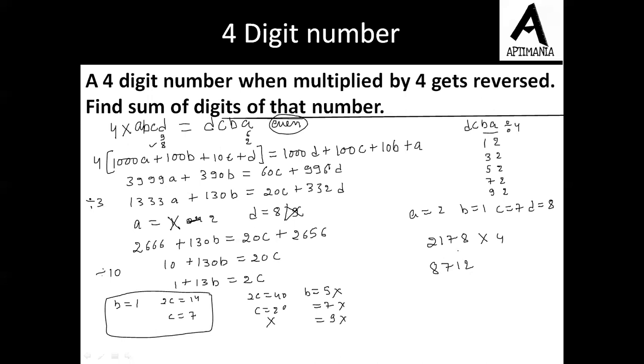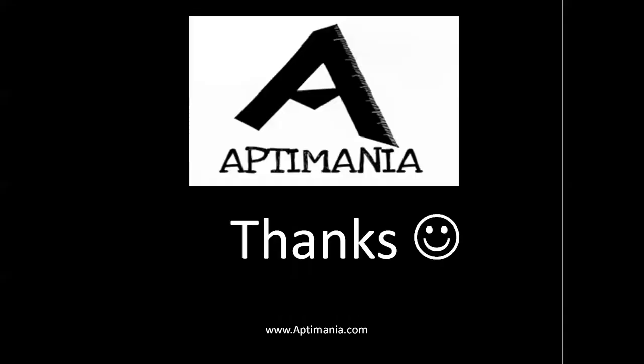In the question, we were asked about the sum of digits. So the sum of digits is 2 plus 1 plus 7 plus 8, which makes it 18. So the answer to this question is 18. I hope this question is clear to you. Thank you.